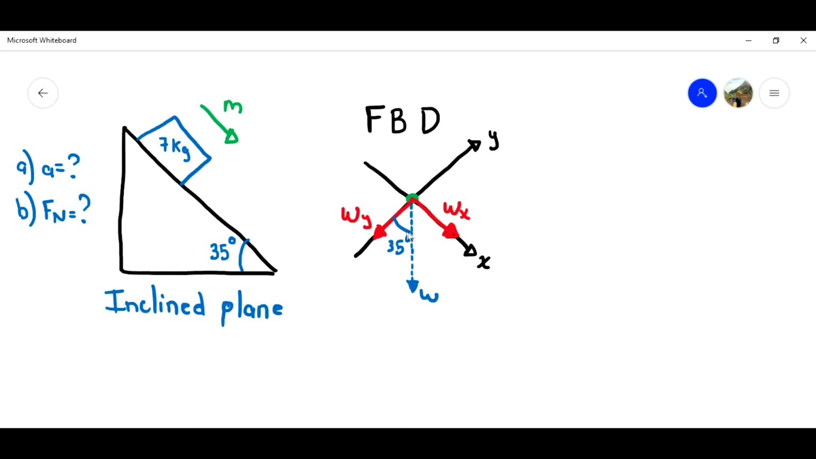So if this is wy and this is the angle, the formulas for the weight components are going to change. wx is going to be the weight times the sine of the angle, and wy equals the weight times the cosine of the angle. Because if you see this angle over here, this is the hypotenuse and this is the adjacent, and the trigonometric function we use for the adjacent is cosine. So cosine now goes to wy.